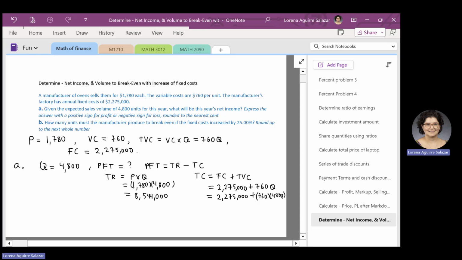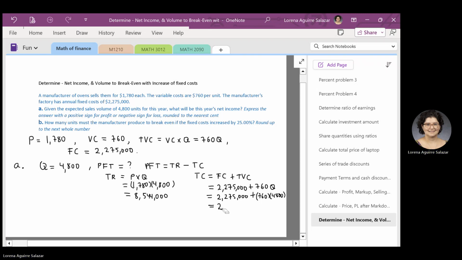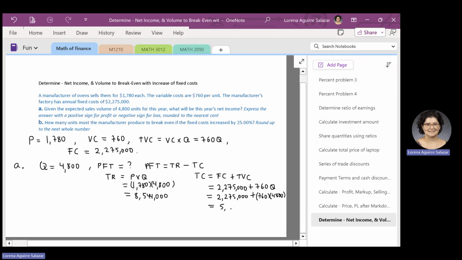And this number corresponds to, well, when we perform the operation, like the full operation, we get the value 5,923,000.